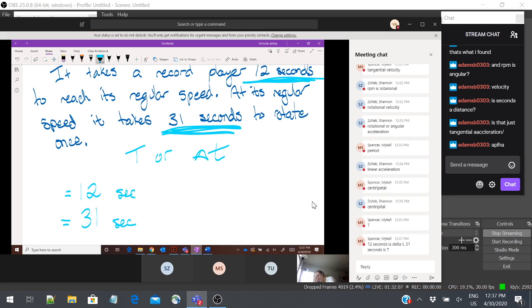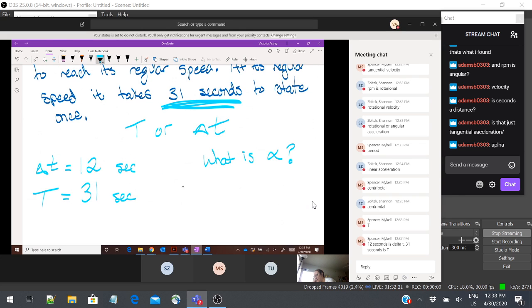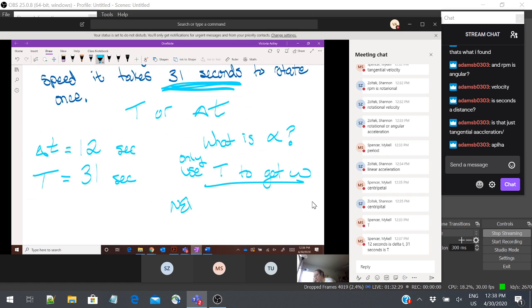Michael says 12 seconds is delta T. 31 seconds is T. Correct. So if I asked you, what is alpha? Right. The key here is that you only use T to get omega. That is literally the only thing you use it for. You never use it in kinematics.